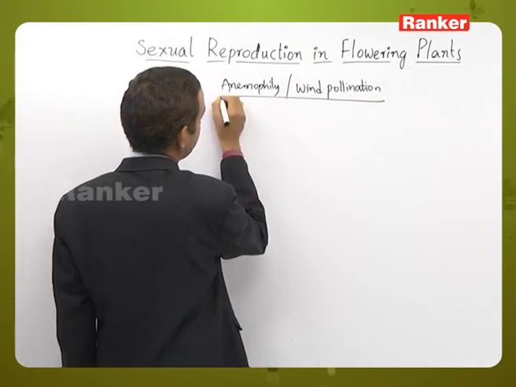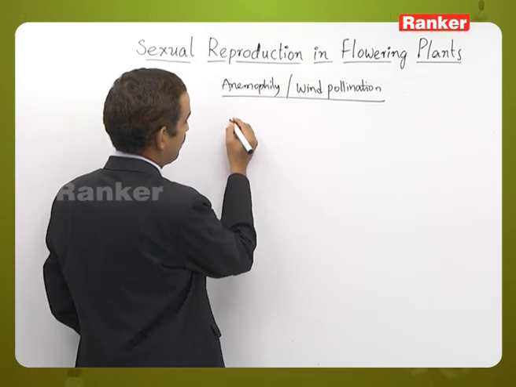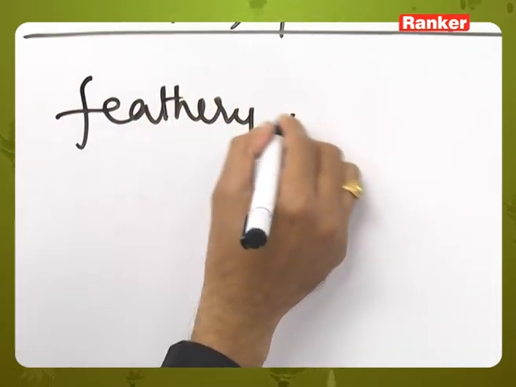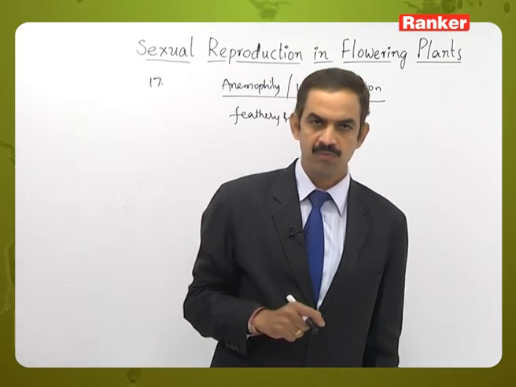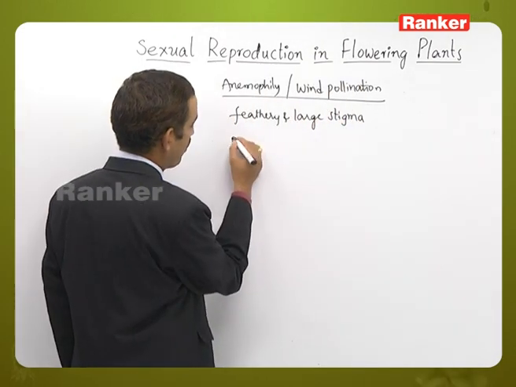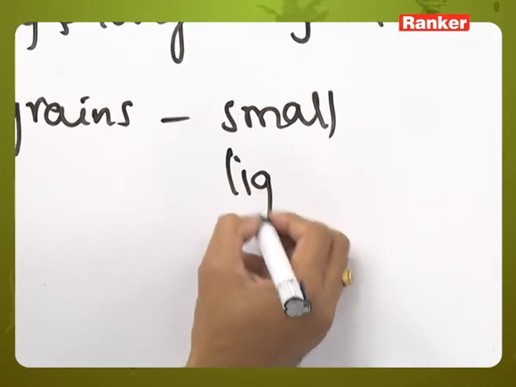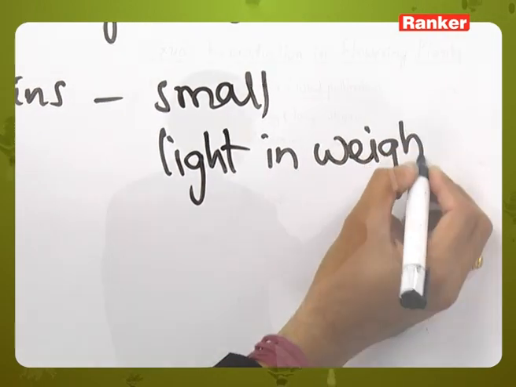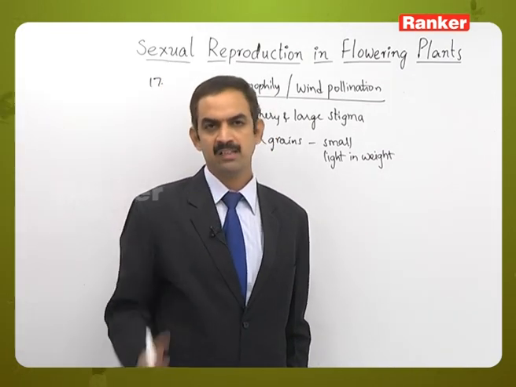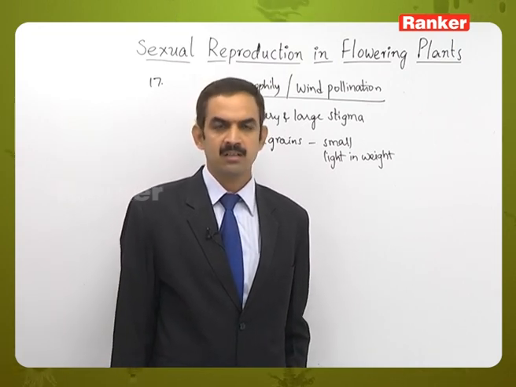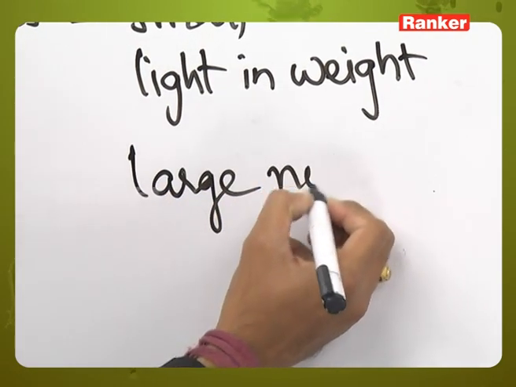If the pollination is by wind, what are the adaptations that the pollen grain or the flower should show? So here the flowers should have feathery and large stigmas, so that whenever the pollen grains are blowing in the air, they can catch hold of them. And what about the pollen grains here? The pollen grains should be small, they should be light in weight. When they are light in weight, they can easily be carried by the wind. And most of the time, the pollen grains will blow along with the direction of the movement of air, so that they may not reach the right type of stigma. That's the reason why here they should produce a large number of pollen grains.